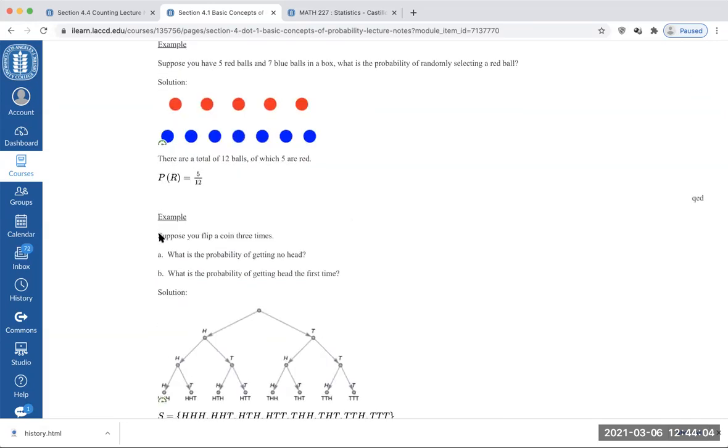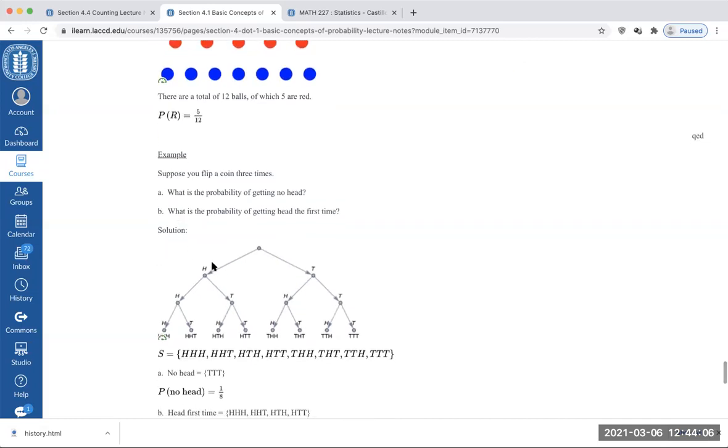Suppose you flip a coin 3 times. And so you flip a coin, again, flip a coin again. So first time you flip, you get a head, second tail, third head. So you get head, tail, head. What is the probability of getting no head?